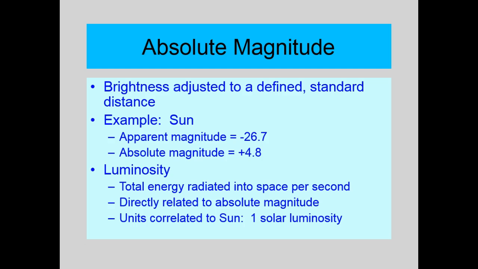So, what is luminosity? Total energy radiated into space per second is directly related to the absolute magnitude, not the apparent, the absolute magnitude. Units correlated to our sun, we call that 1 solar luminosity. Okay? That's not saying a lot, but when you relate it to the sun there. So therefore, Sirius would be about 23 of our sun's solar luminosities, okay, according to that.